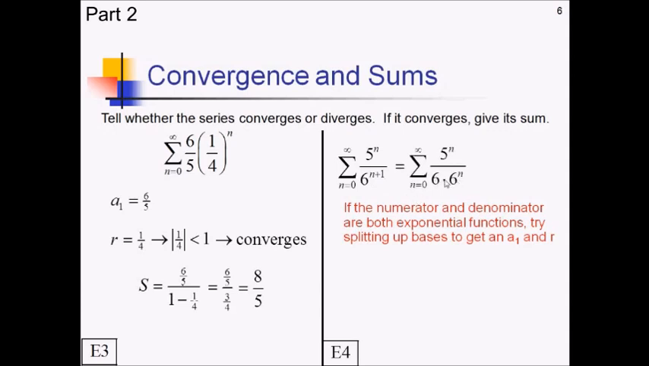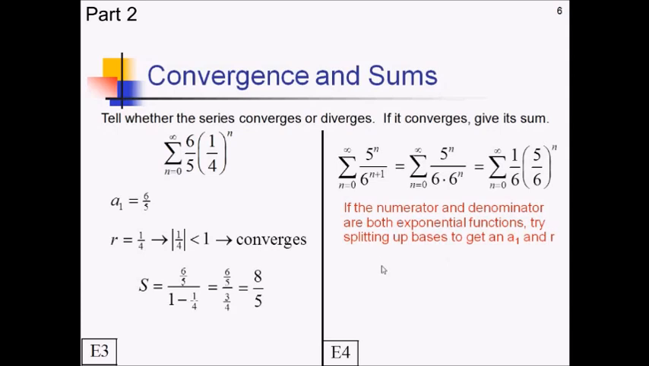And now that we've done that, I can just kind of separate this off to be like 1 over 6, and then I've got 5 to the n over 6 to the n. Now this 5 to the n over 6 to the n, we could also call that 5 over 6 all raised to the n power. So this is what I'm talking about splitting up bases and getting an exponential term out of this. Now that we see this, pause the video and see if you can do the rest of the problem.